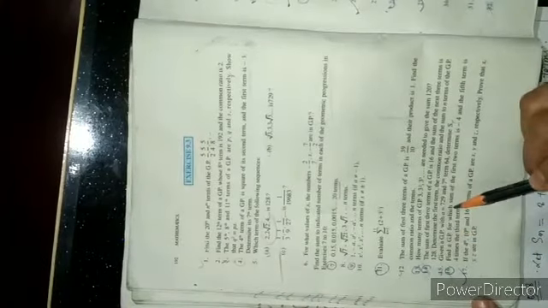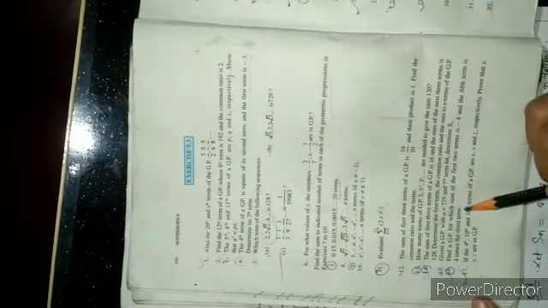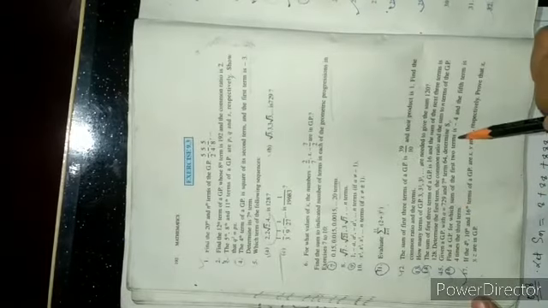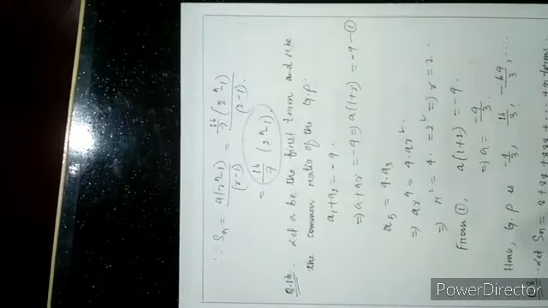Now the next question, question number 16. Find a GP for which the sum of the first two terms is equal to minus 4 and the fifth term is 4 times the third term. We have to find the terms of the geometric progression.